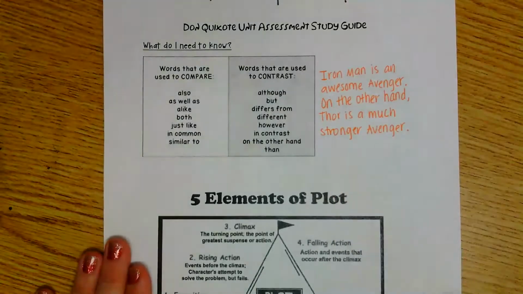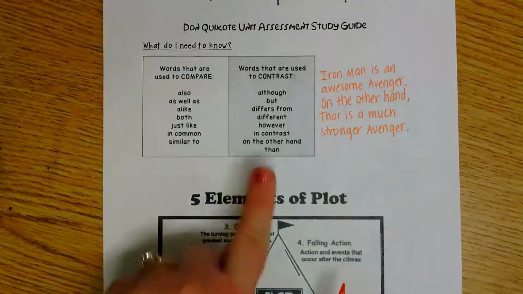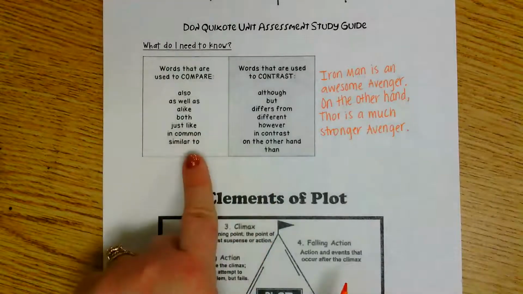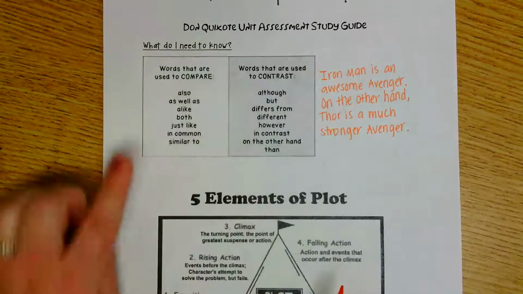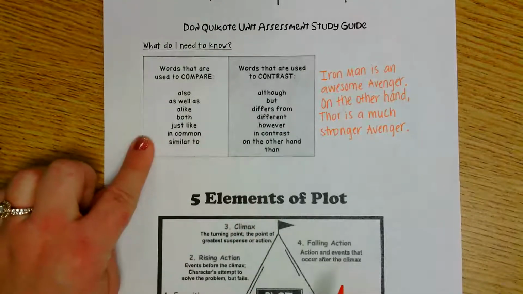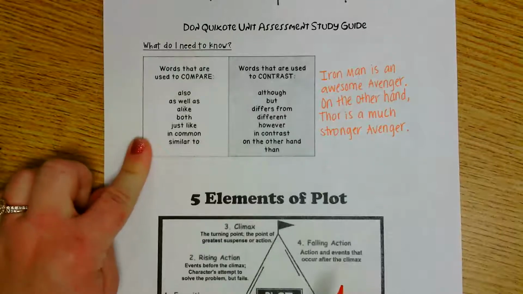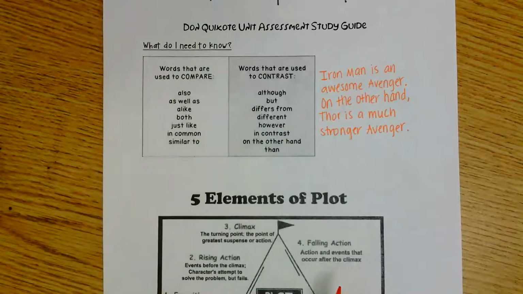So this is an example of where I may not be able to use the word or the phrase that I want in one sentence. You may have to separate it into two sentences. So just keep that in mind on the unit assessment if you're asked to write a compare and contrast sentence.